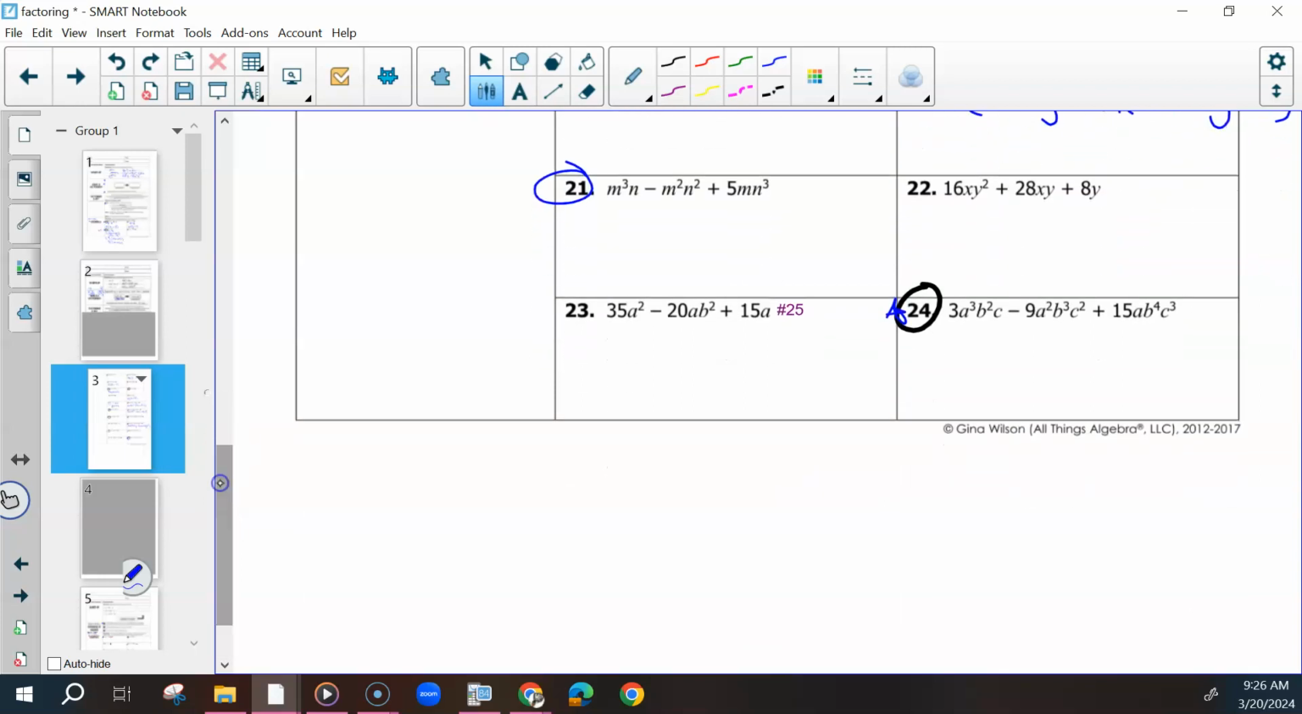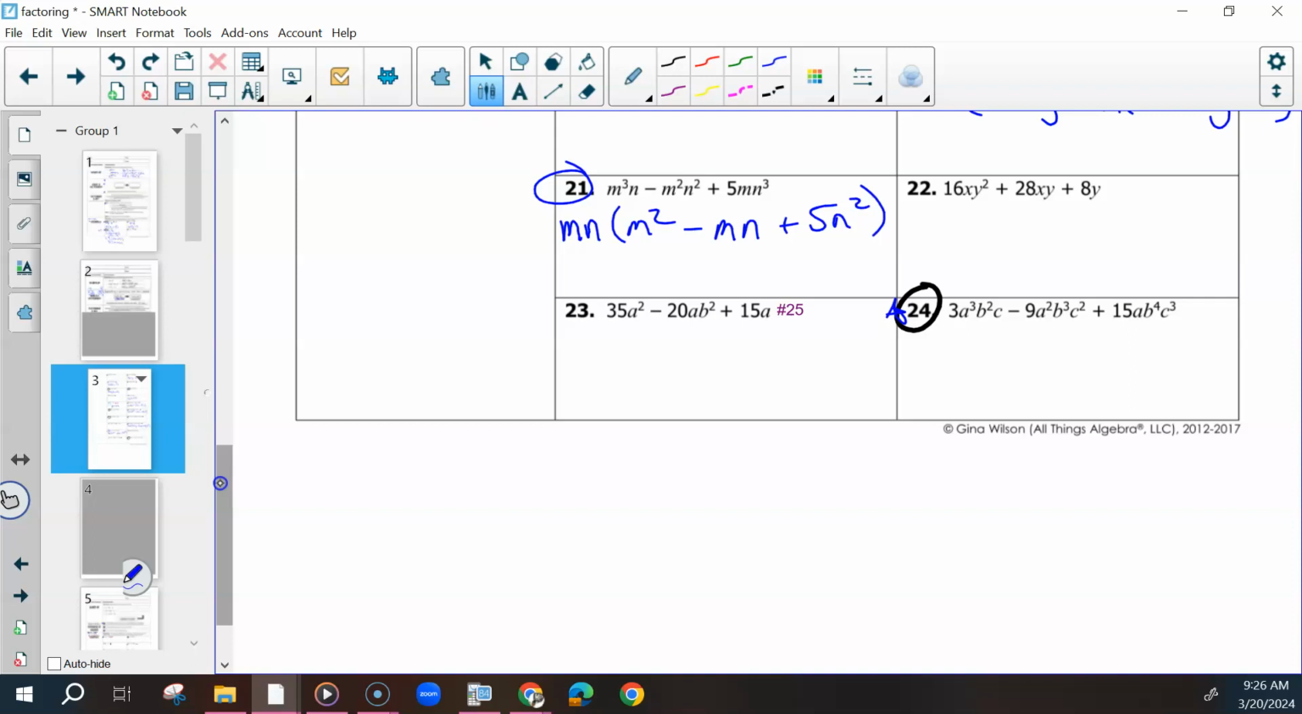Okay. Right, for 21, what do those have in common? What's that GCF? 1m and 1n. Divide each piece by mn. M squared minus mn plus 5n squared.